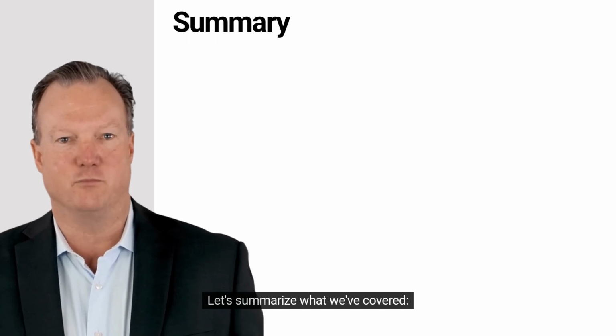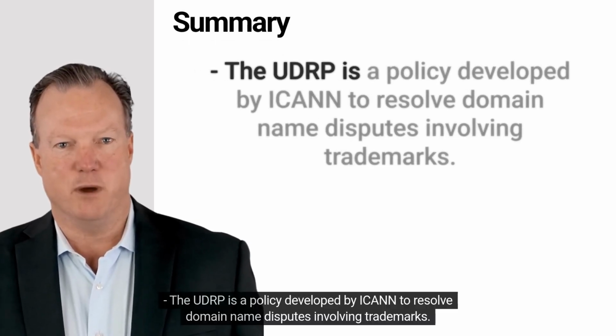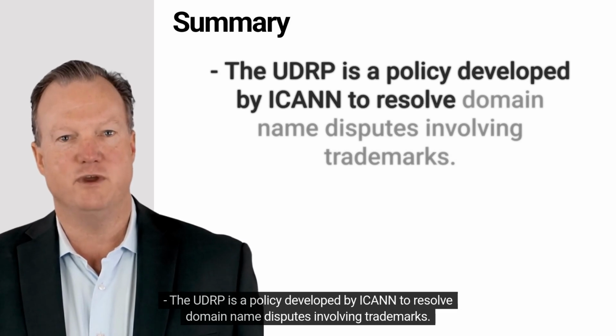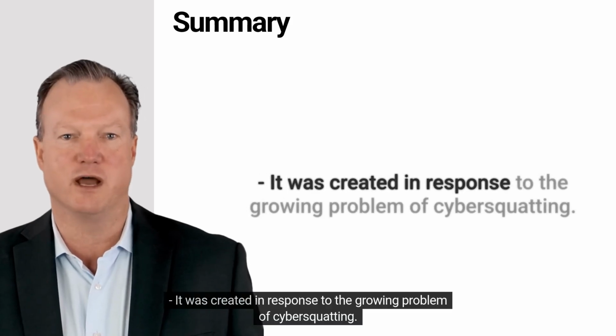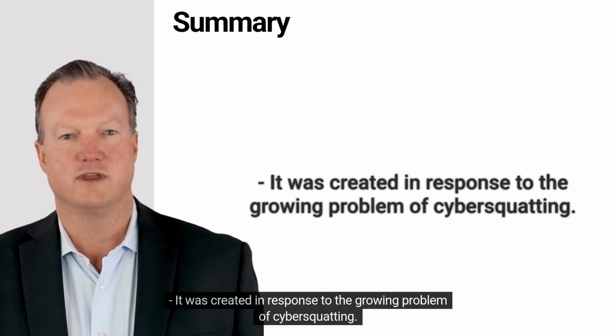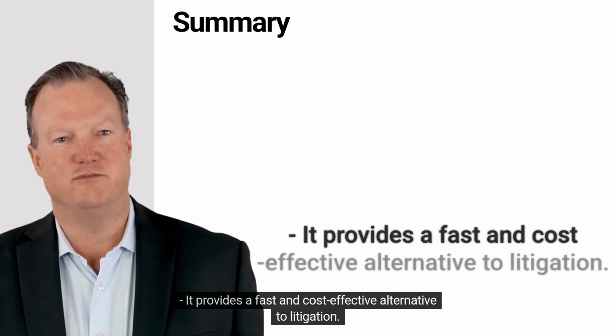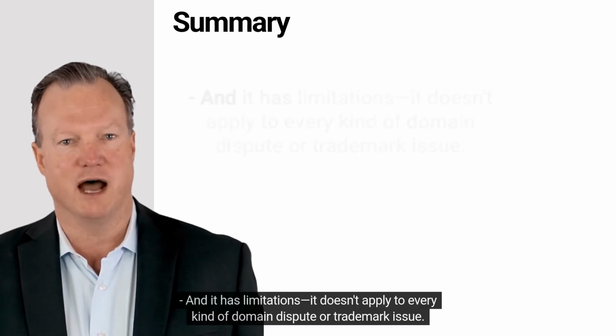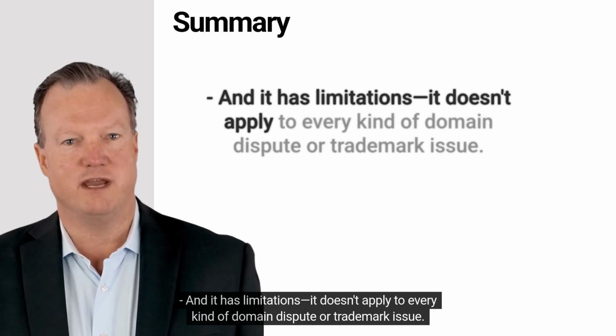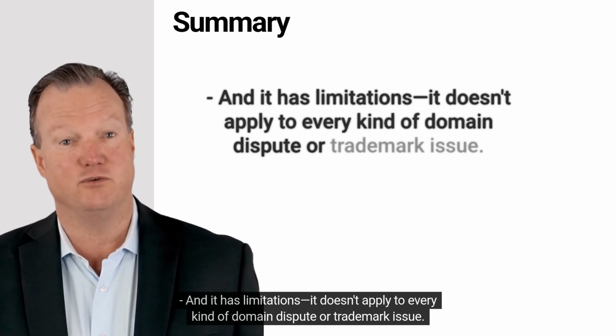Let's summarize what we've covered. The UDRP is a policy developed by ICANN to resolve domain name disputes involving trademarks. It was created in response to the growing problem of cybersquatting. It provides a fast and cost-effective alternative to litigation. It applies in specific cases where all three legal elements are met. And it has limitations. It doesn't apply to every kind of domain dispute or trademark issue.